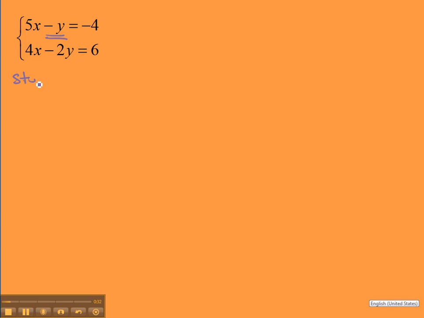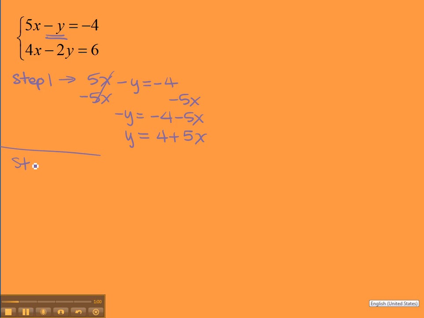So for step 1, I'm going to take this first equation and I'm going to solve for y. So I'm subtracting 5x from both sides. And then I'm going to change the sign of everything because that y is negative and I don't want a negative y. So everything changes signs. Okay, so that's step 1 done. We can go to step 2 now.